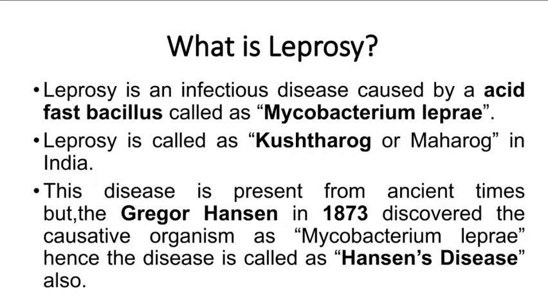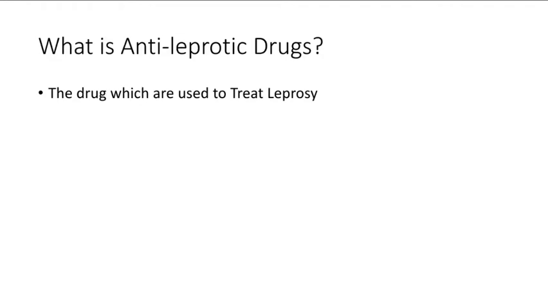So this is about leprosy. This disease has been present since ancient times, but George Hansen in 1873 discovered the causative agent of leprosy, which is Mycobacterium leprae, and hence this disease is called Hansen disease. This is another name for leprosy that you have to remember. Then let's look at what antileprotic drugs are. These are the drugs which are used to treat leprosy. It is simple. Then we'll see about dapsone.